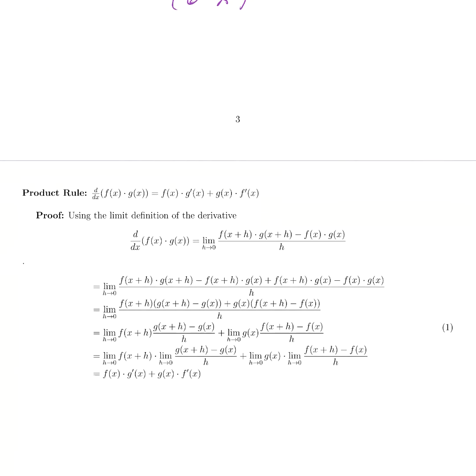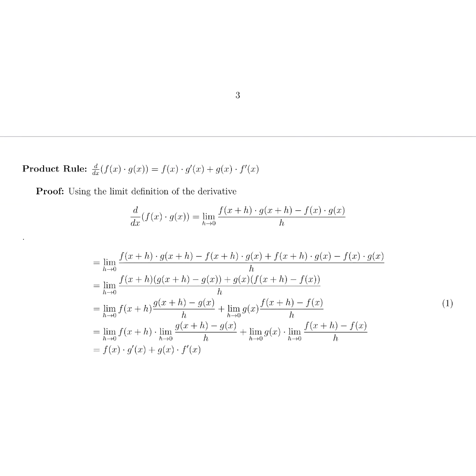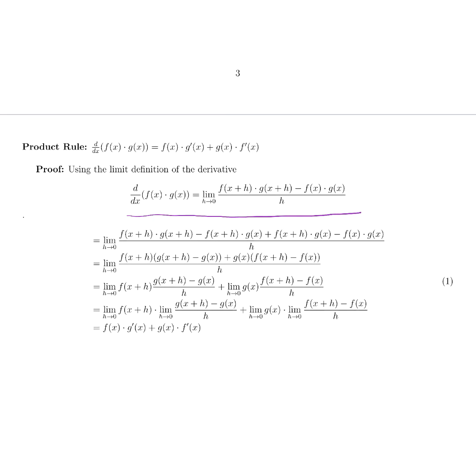Okay, here's a proof of the product rule using the limit definition of the derivative. So the derivative of f times g would be the limit as h goes to 0 of f of x plus h times g of x plus h minus f of x times g of x all over h. So that right here is just direct application of our previous limit definition of the derivative. And then we make one nifty move in here, and that's really it.